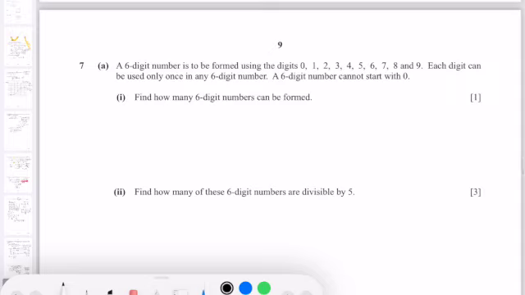This question is from permutations and combinations. 6-digit numbers are to be formed using 0, 1, 2, 3, 4, 5, 6, 7, 8 and 9. Each digit can be used only once in any 6-digit number. 6-digit numbers cannot start with 0, obviously. Now find how many 6-digit numbers can be formed.